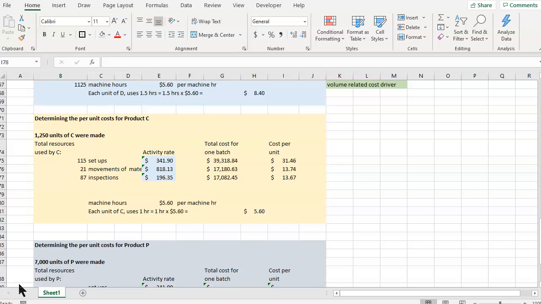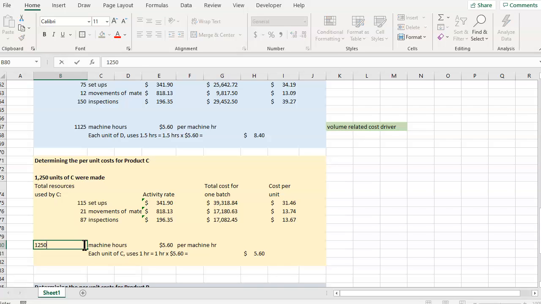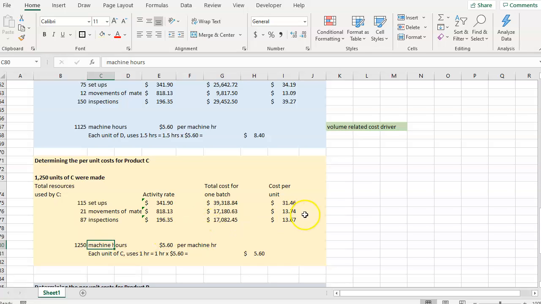Okay, we're back. And here we have the data for product C. So it means therefore that C, making 1,250 units, used up 115 setups, 21 movements, 87 inspections, and they also used 1,250 machine hours.